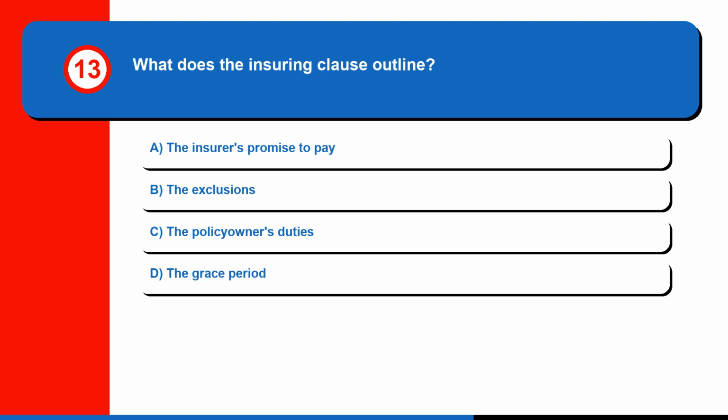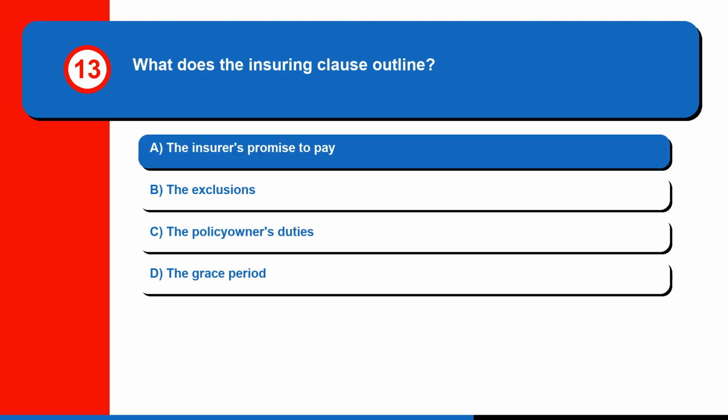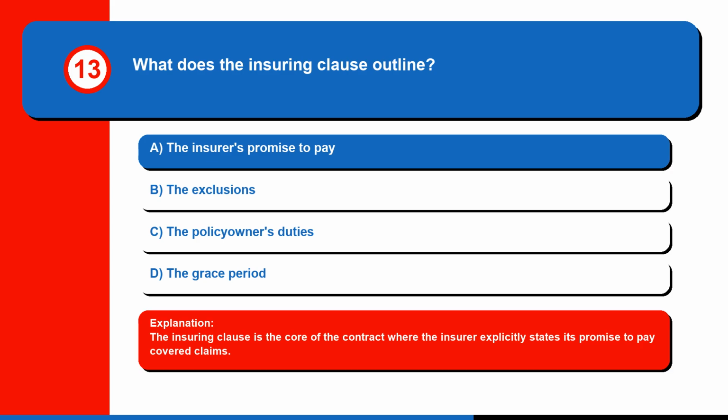Question 13. What does the insuring clause outline? A. The insurer's promise to pay, B. The exclusions, C. The policy owner's duties, or D. The grace period. The correct answer is A. The insurer's promise to pay. The insuring clause is the core of the contract where the insurer explicitly states its promise to pay covered claims.